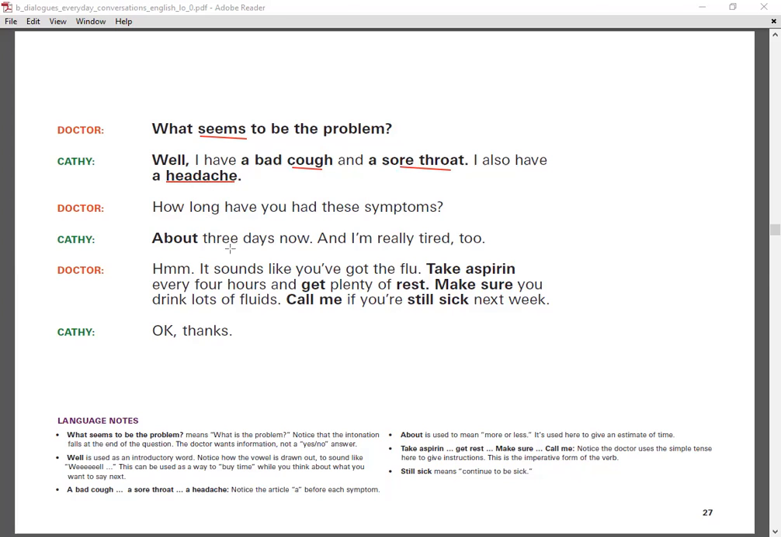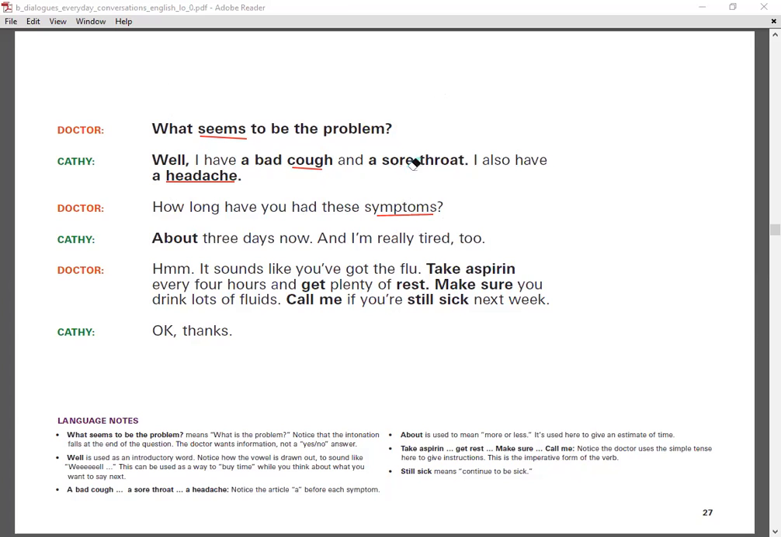Okay, headache. And also we have here, is it about 3 days, and really tired. Symptoms, which are the signs of the illness, we call them symptoms. So please try to memorize these words and use them a lot, so as to memorize them and to know how to use them anywhere. Headache, cough, sore throat, symptoms. Okay.